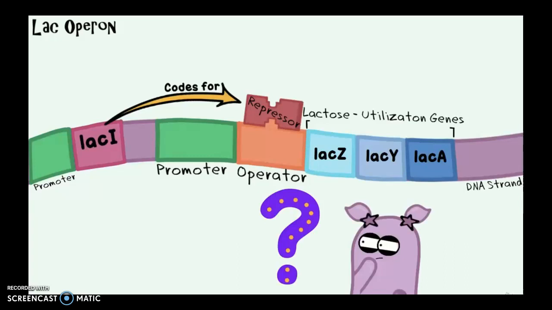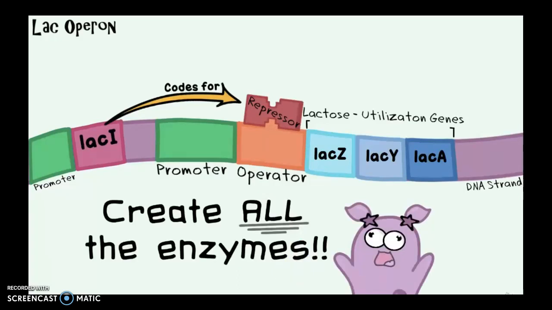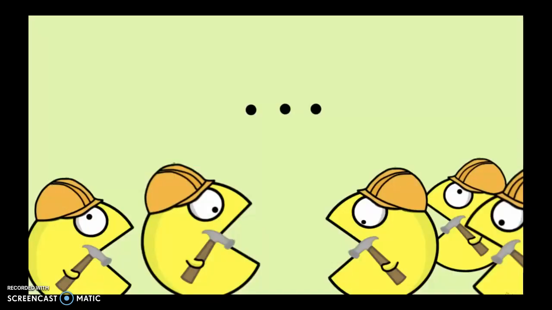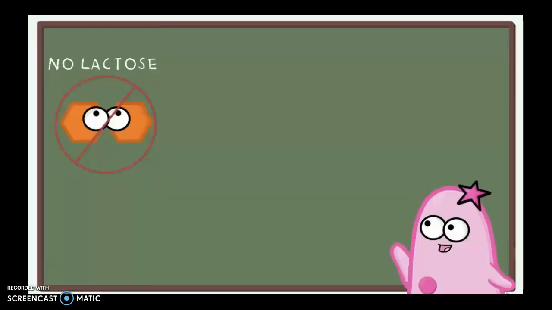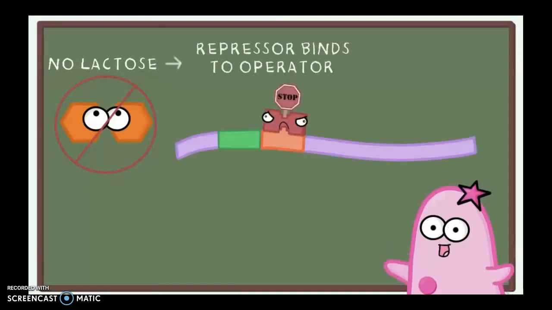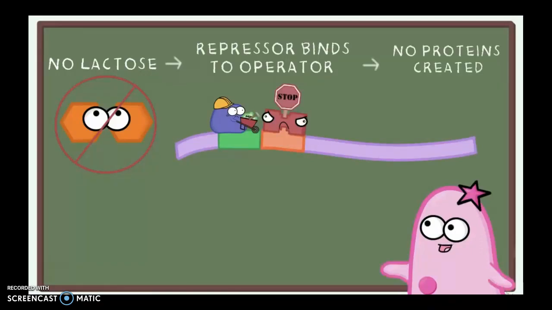So why do we need this repressor? Well, it's wasteful to make things that you don't need. If there's no lactose, it wouldn't make sense to start making enzymes that work together to break down lactose. It would be a waste. The enzymes would just sit there. So if lactose is not present, then the repressor binds to the operator, and this blocks RNA polymerase. So mRNA cannot be made, and therefore the proteins, the enzymes in this case, cannot be made.